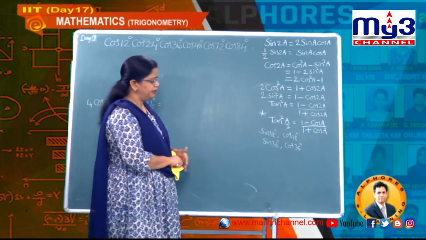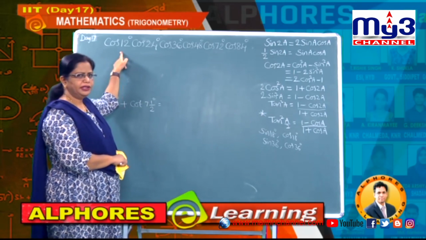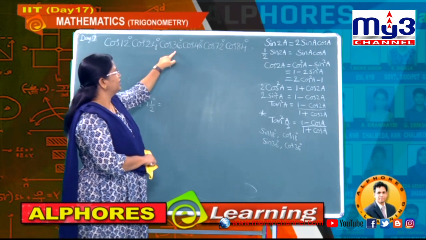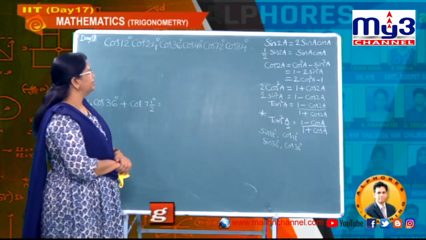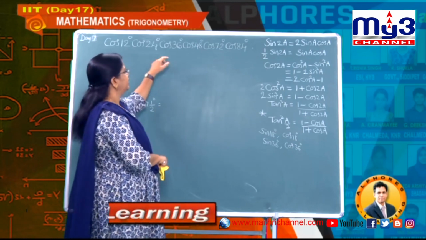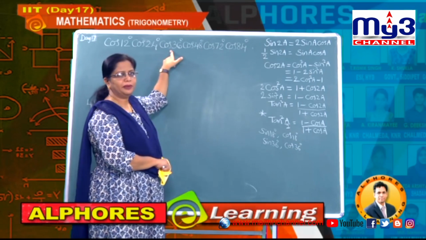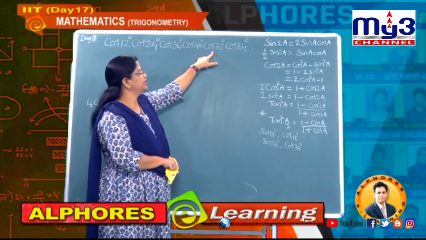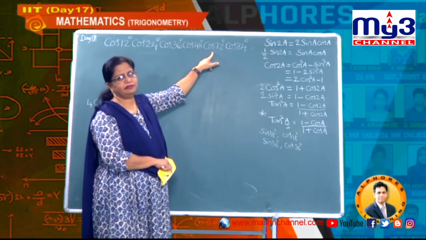So yesterday we did one problem based on these values. Now again another problem, it is given like this: cos 12 degrees, cos 24 degrees, cos 36, cos 48, cos 72 and cos 84. Understand students? Now among all these, what are your known values? According to yesterday's information, cos 36 is a known value, which is root 5 plus 1 by 4. And next, cos 72, this is also a known value, which is nothing but sin 18 degrees. So you can write it as root 5 minus 1 by 4.